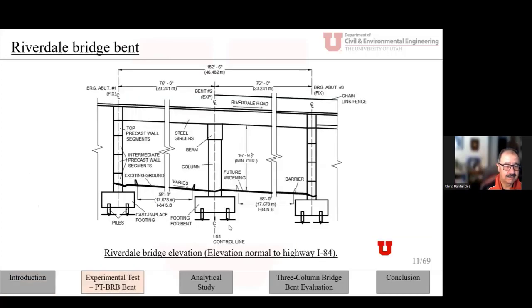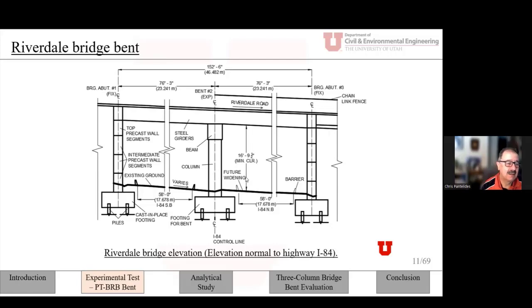So as an inspiration for this work, we looked at a bridge that actually exists in Utah. It's in a city called Ogden, north of here, Salt Lake City. It's called the Riverdale Bridge Bent. You can see this is normal to the highway I-84 and goes through I-15. It's a bridge with typical bents, and the typical spans are 76 feet here.